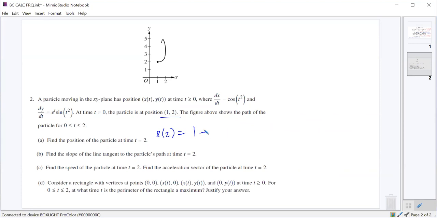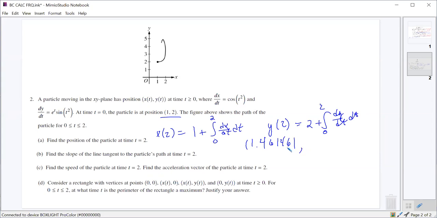Take the initial x position and then add to it the displacement from 0 to 2 of dx/dt. And to find y of 2, we just need to take the initial y coordinate of the position, and add to it the integral from 0 to 2 of dy/dt. And looks like those came out to be 1.46161 and, no, that's not a negative, I don't know how to read, 4.268236.